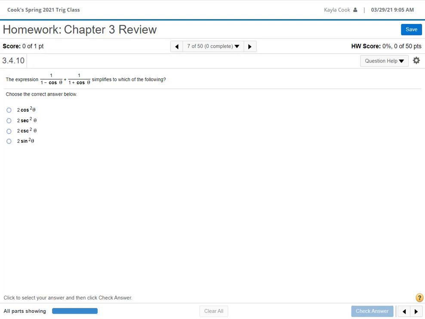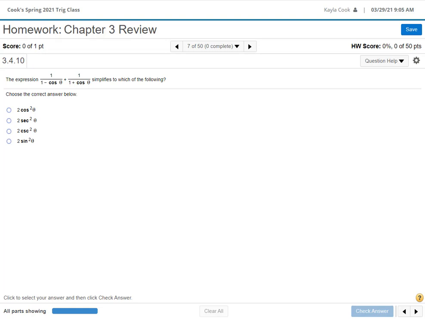The first one is number 7, and it says the expression 1 over the quantity 1 minus cosine theta plus 1 over the quantity 1 plus cosine theta simplifies to which of the following? Now this is my problem. Yours might have a slightly different expression. Okay, so this is just to help you practice those trig identities.